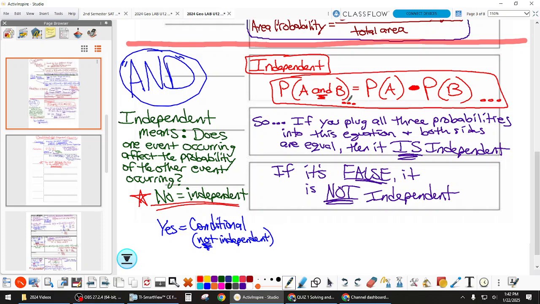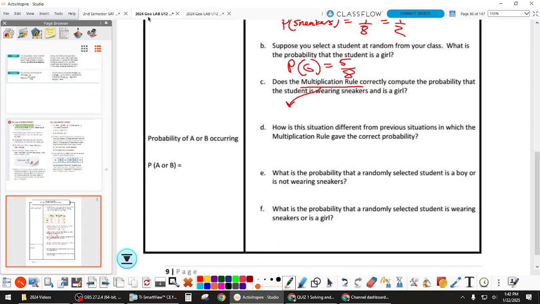It has to be independent, right? So is being a girl and wearing sneakers independent? No, because think about walking into this class right now. The girls have a different probability of sneakers than the boys do. We are 66%, you girls are 40%. So knowing that it's a girl changes what you would answer, right? So, no, it's not independent.